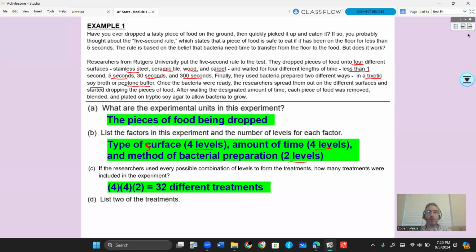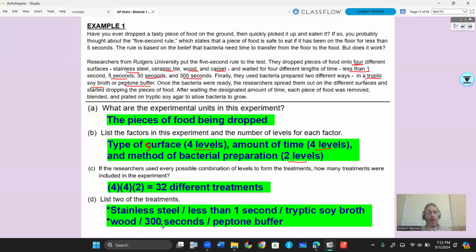So what are two of the treatments? Because we're not going to list here all 32 possible treatments. Well, there's lots of different ways. Here's a couple examples I have. We have the stainless steel, less than 1 second, and tryptic soy broth. Notice that these are the three things we have to do. We have to determine the surface, the amount of time, and the type of bacterial preparation that we're doing. So in this case here, we have wood, 300 seconds, and peptone buffer. So those are two different types of treatments, but there's 32 combinations of treatments you could do easily. So you could list your own if you wanted to.